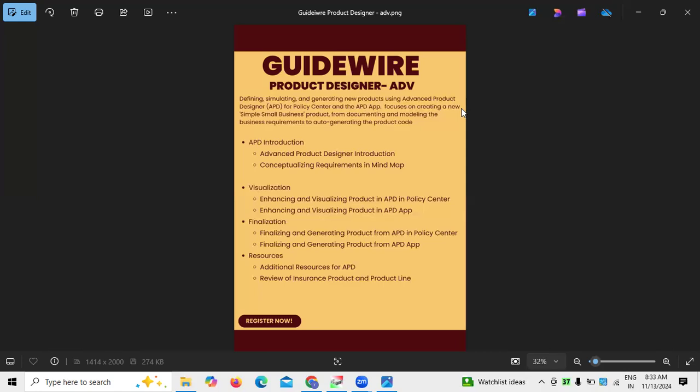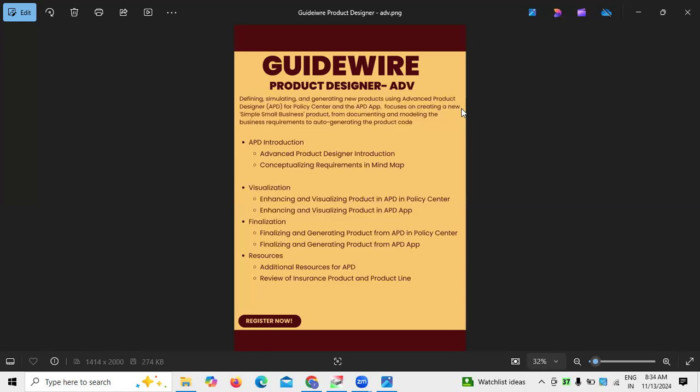I don't say this is a role, because this is something useful especially for business analyst profiles. While we are learning business analysis or working as a business analyst on the Guidewire side, understanding the requirements from the product designing point of view is important. If you want to design any kind of product, or define business requirements to generate product code, it is always important to understand the product designer.